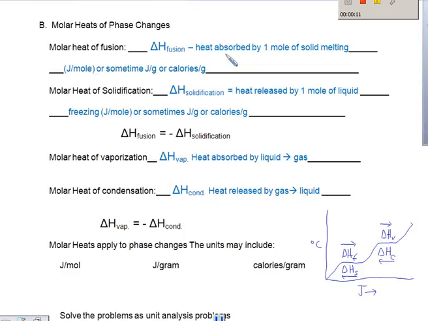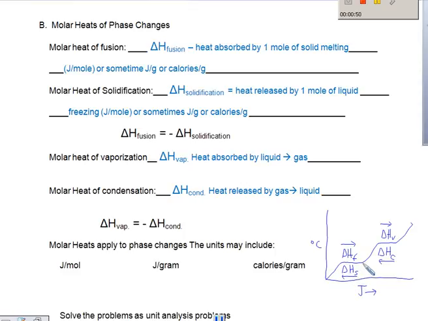of solid melting. So here is delta H of fusion shown on a heating curve as we go from solid and gradually melt the liquid. This is your delta H of fusion here. Our typical units are going to be joules per mole, though sometimes you will also see joules per gram or calories per gram used. Related to this is delta H of solidification, molar heat of solidification.